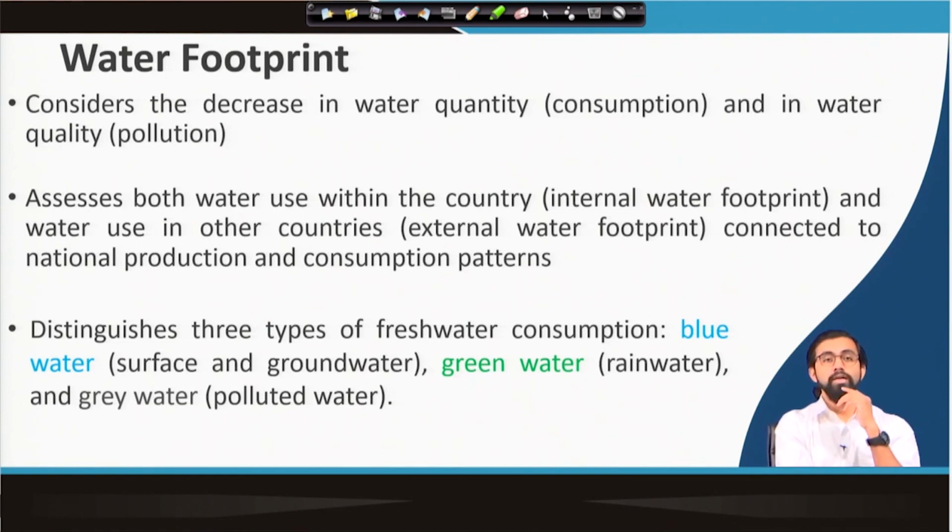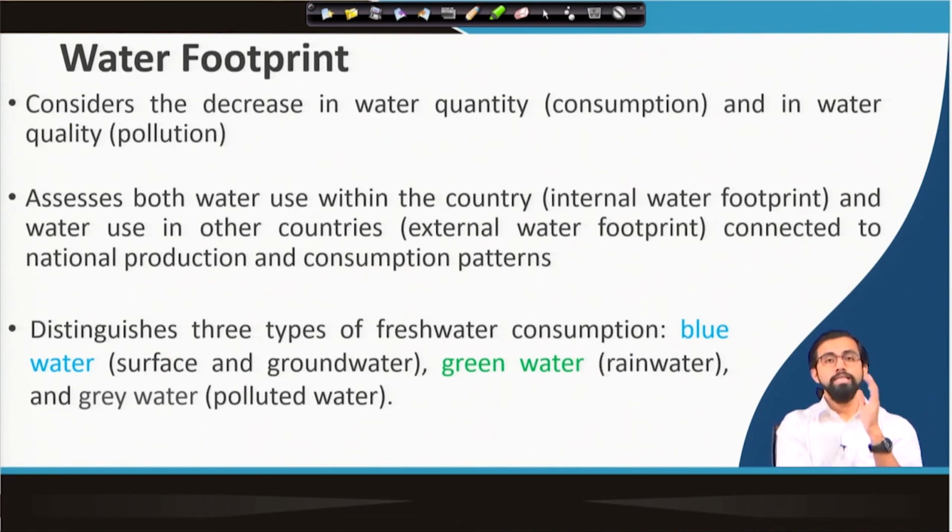It also can give you access to both the water use within the country, like the internal water footprint, and the water use because of the incorporation of other countries, mostly the neighboring countries, since very often we export or import from them. There are very few examples in the Middle East countries, where they do it also. So for them it's the external water footprint.